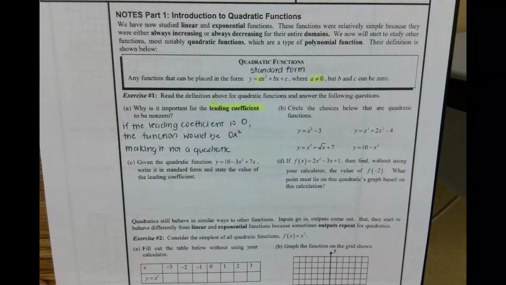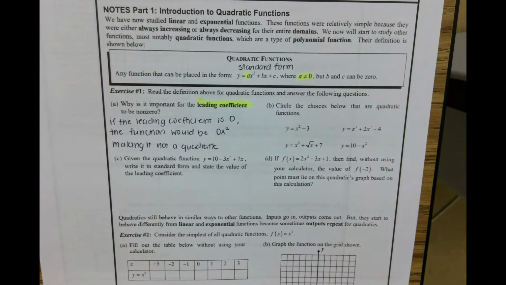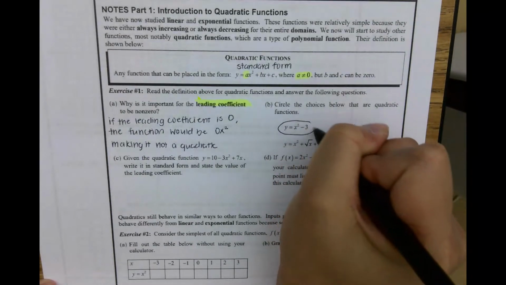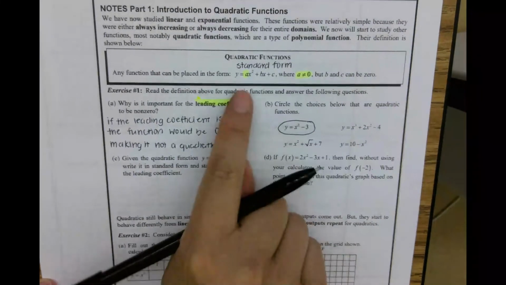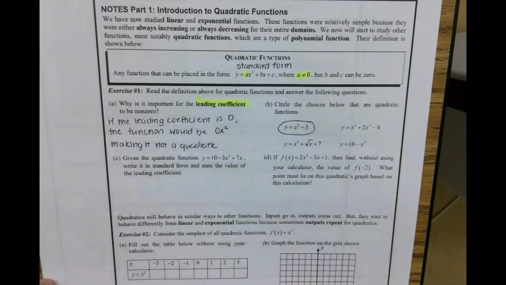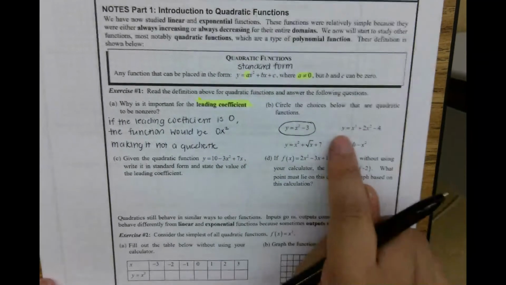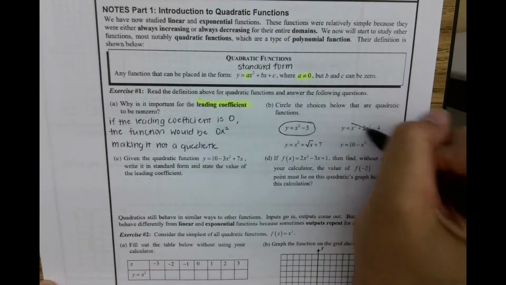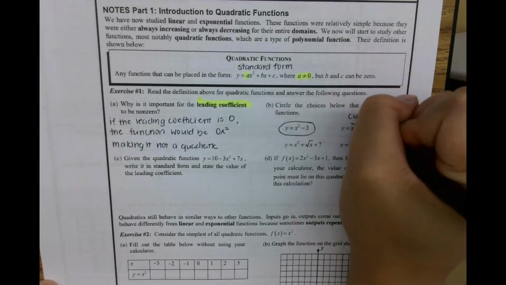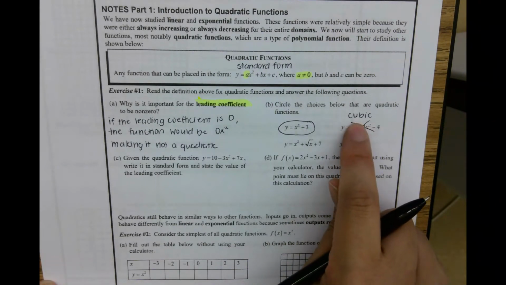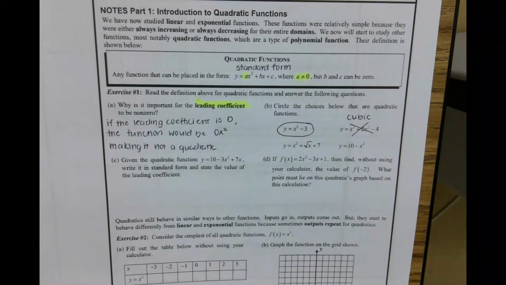Now, circle the choices below that are quadratic functions. Y equals x squared minus 3. Yep, this follows that pattern: y equals 1x squared plus 0x minus 3. That's why we don't see the x to the power of 1. Y equals x cubed plus 2x squared minus 4. This is not a quadratic. Instead, this would be a cubic function. We learned that last unit when it was x to the third, that's the highest degree. It'd be a cubic function.